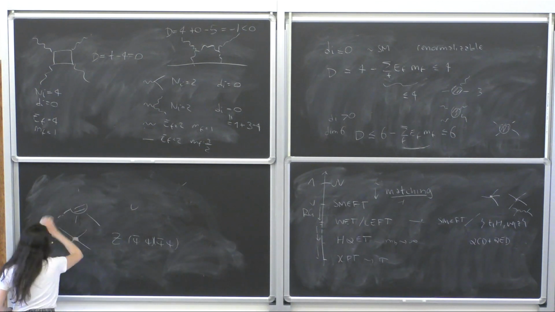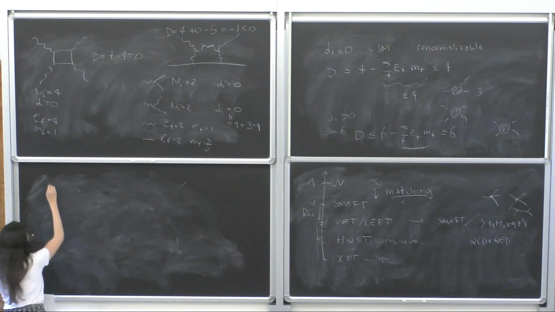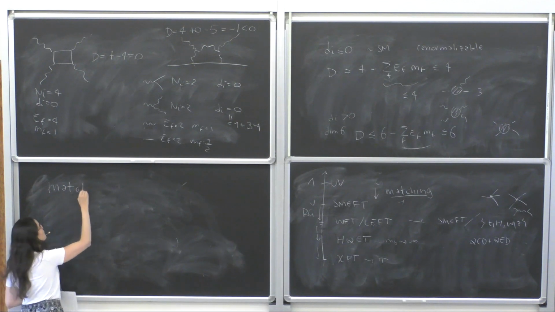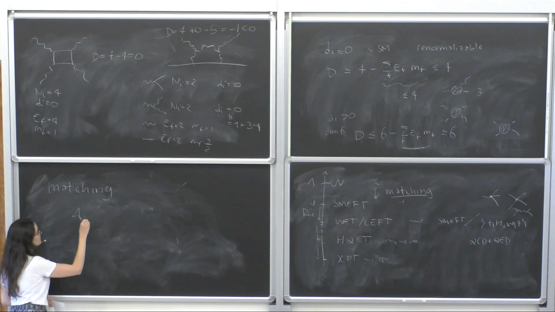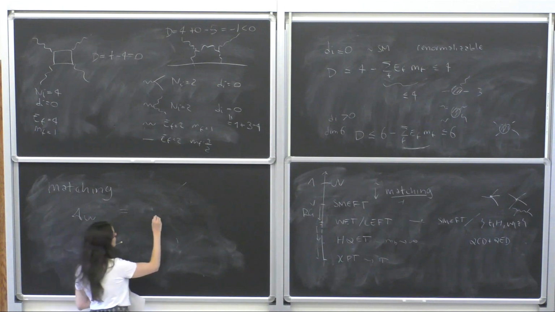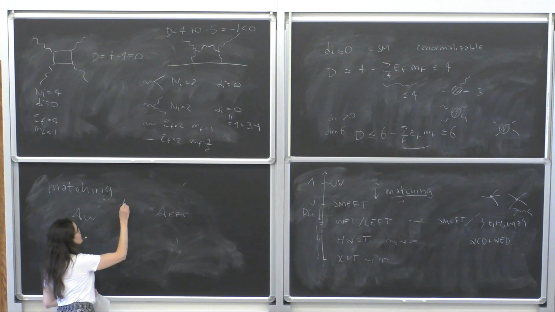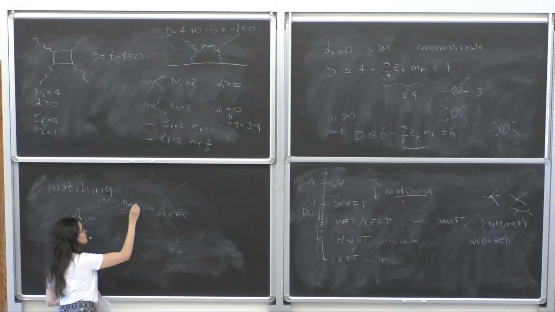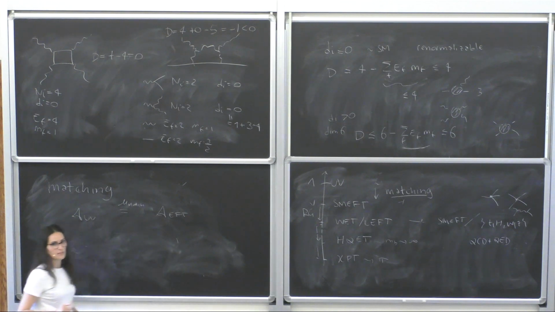So the concept of matching is that what you really want to impose is that your amplitude in the UV model or the EFT that is above you is exactly the same as the amplitude calculated in the EFT at some matching scale, mu match. So you choose an energy scale, and at that energy, you calculate the amplitude in the UV, you calculate the amplitude in the EFT.